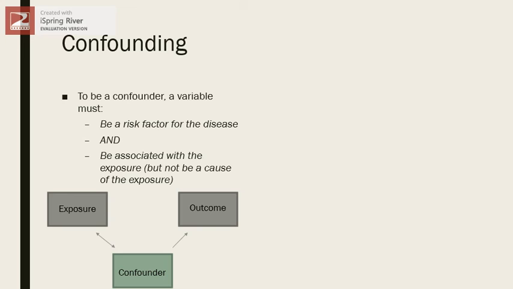So let's give some examples. First of all, to be a confounder, there's 2 criteria that have to be met. The variable that might confound has to be a risk factor for the disease, and it has to be associated with the exposure, but not a cause of the exposure. So that's what you see here. The confounder is a risk factor for the disease. That's why the arrow is going towards the outcome or towards the disease. See the double arrow here? This shows that the confounder is related to the exposure, but it doesn't cause it. The relationship goes both ways. These 2 things are related, but one doesn't cause the other.